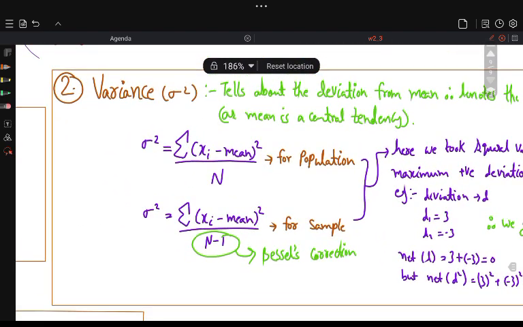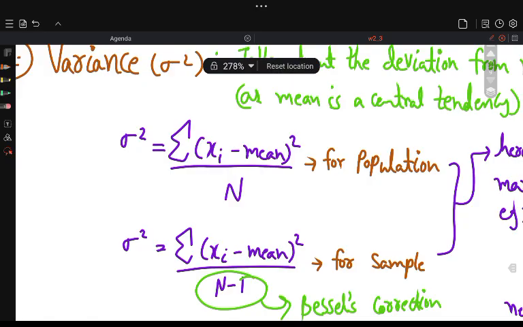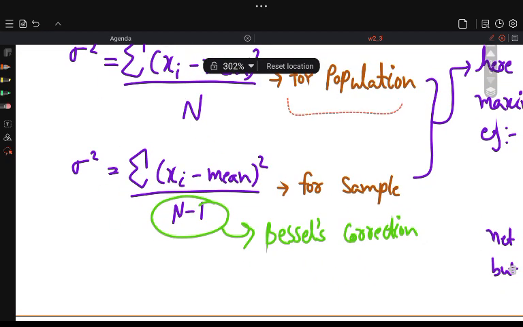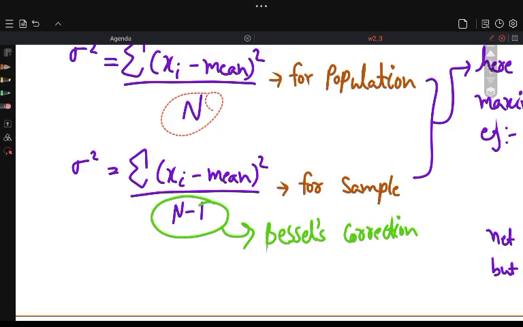So this is the formula, just remember it. We will take an example to analyze this formula. Xi minus mean, whole square, and we take the summation of this divided by n. This is for population. For sample, there is Bessel's correction. Instead of n, the number of observations, we take n minus 1. It is Bessel's correction, nothing much.